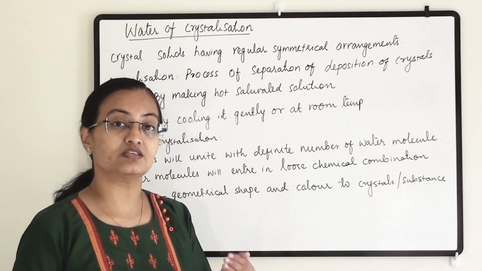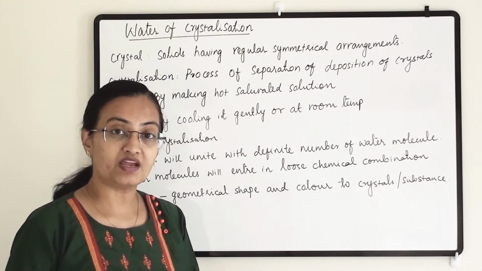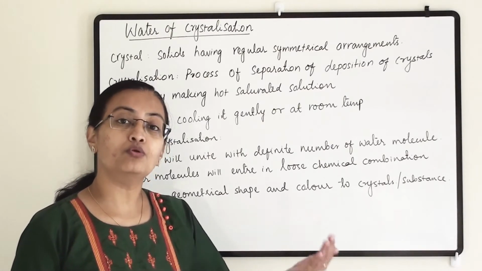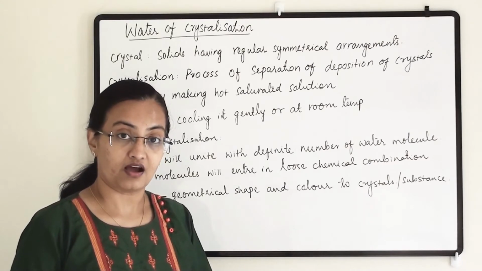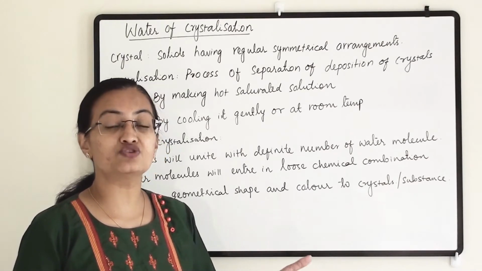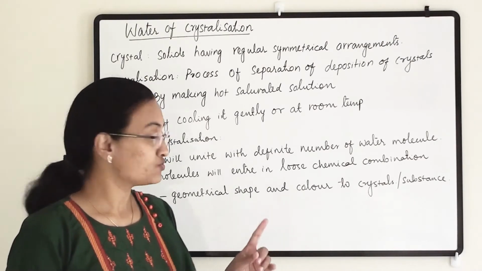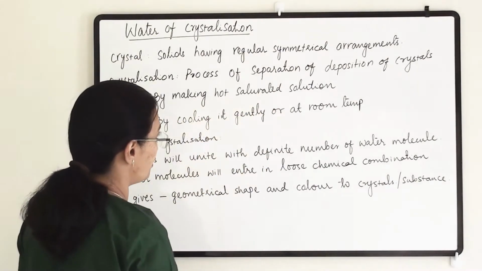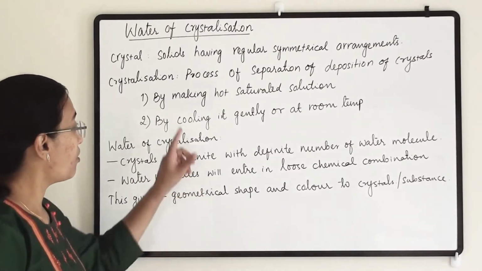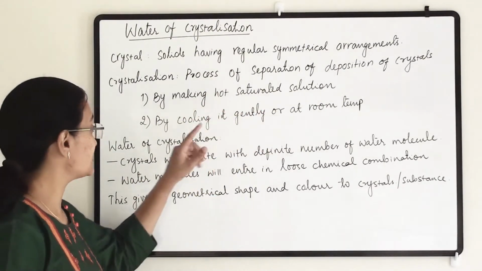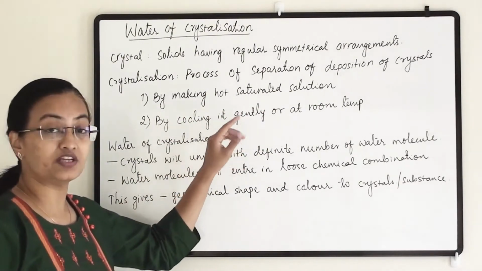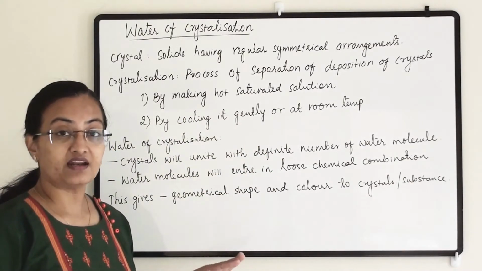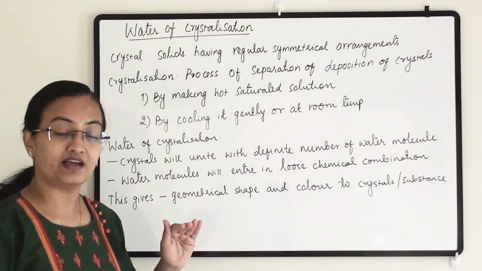Once the saturated solution is made, we heat it, which extends the capacity of the solvent to dissolve more solute, and then we dissolve some more solute. So the first step is making a hot supersaturated solution. The second step is cooling it gently, or keeping it undisturbed at room temperature. We allow it to cool gently and normally.